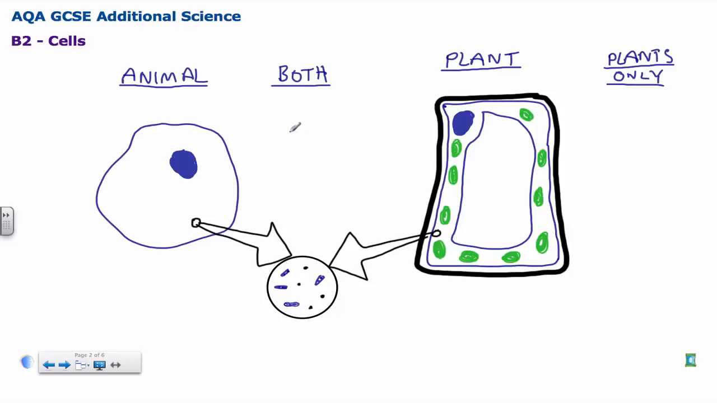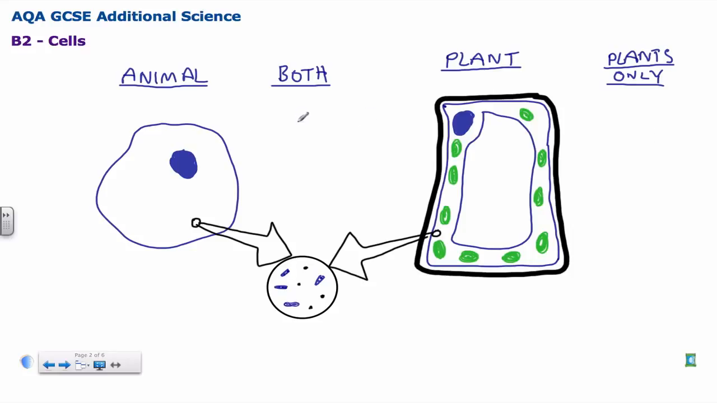Okay, now the first thing we're going to go through is labeling the two types of cell that we study. The two major groups are animal cells and plant cells, and you need to know what is present in both plant and animal cells. There are 5 things that we're going to talk about, and you also need to know what parts are present in plants only. Okay, so let's get started.